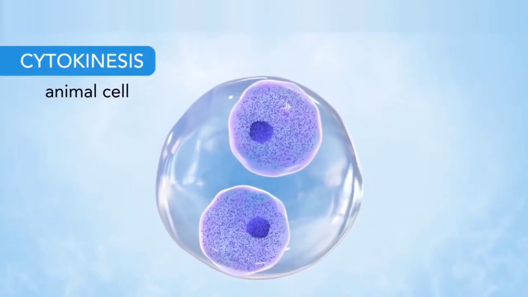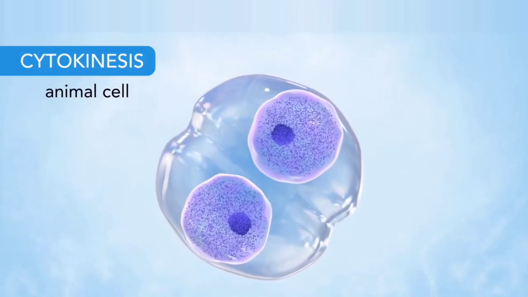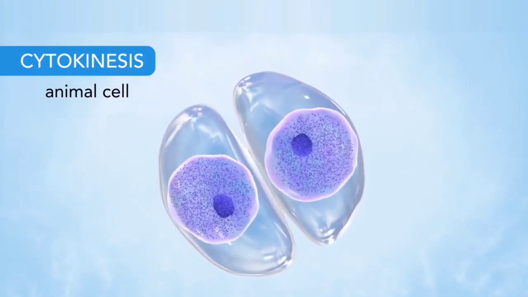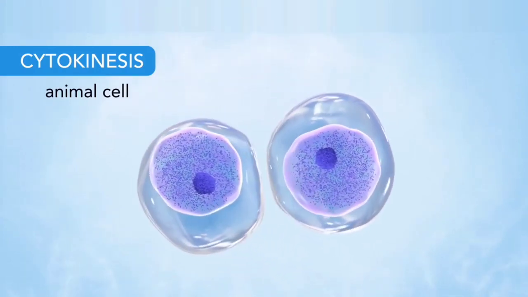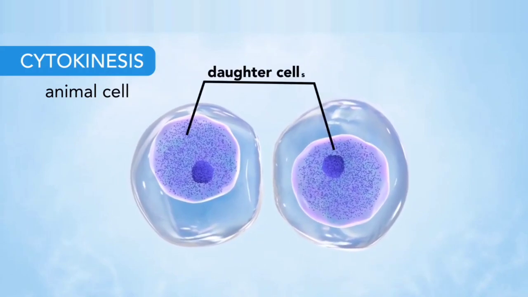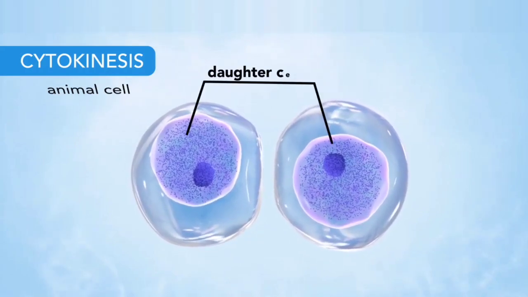In animal cells, cytokinesis occurs through the inward movement of the cell membrane. This progressively pinches the cytoplasm until 2 identical daughter cells form.